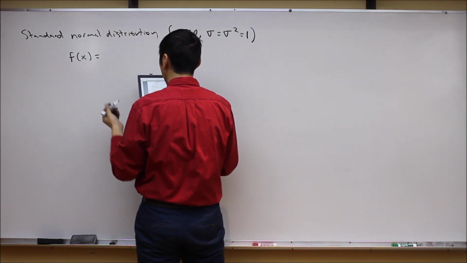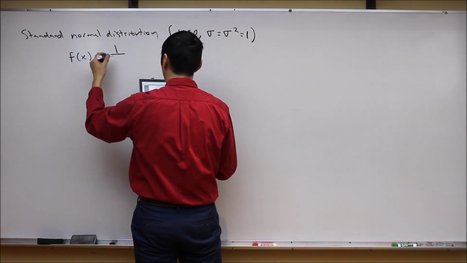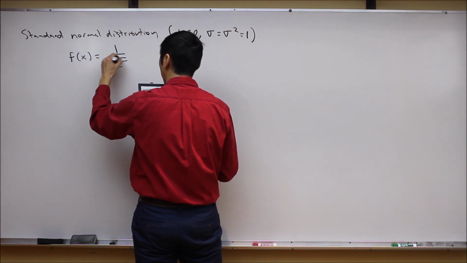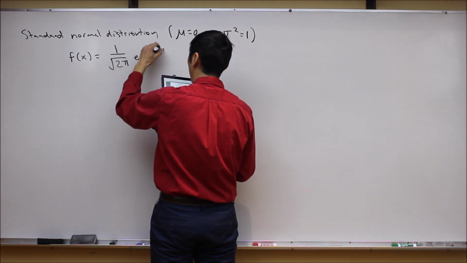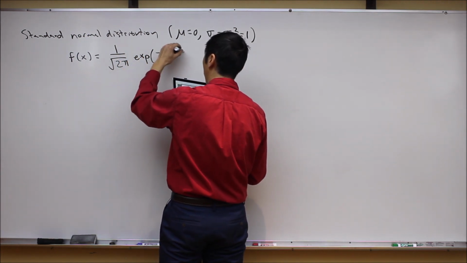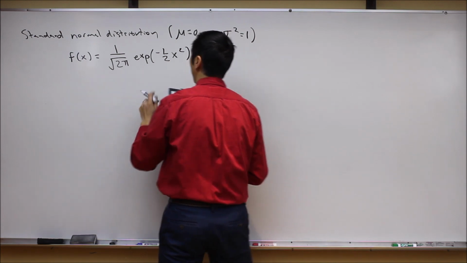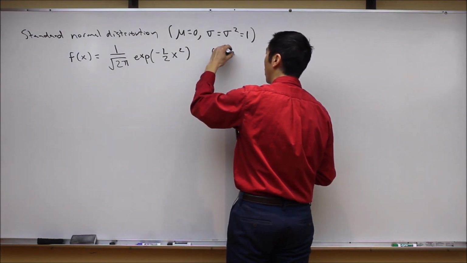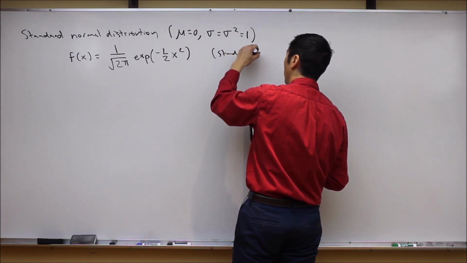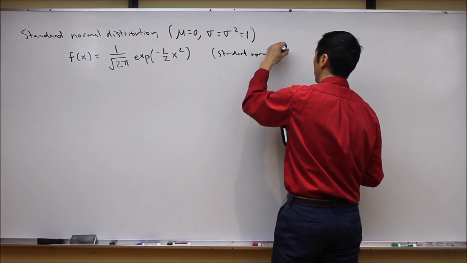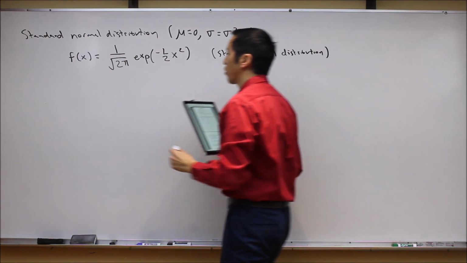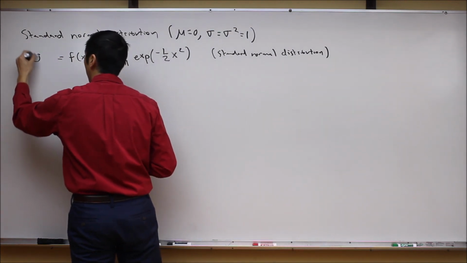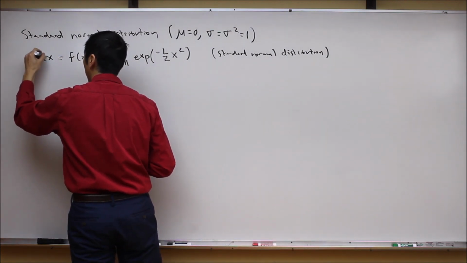Okay, so what this looks like is, if you just plug it in to our expression, 1 over square root of 2 pi times e to the -1/2 x squared. Okay? And this here is our standard normal distribution. And in fact, this is so important that sometimes it's given a special name. Let's call this thing lowercase phi of x.